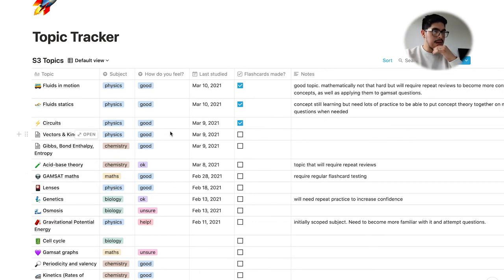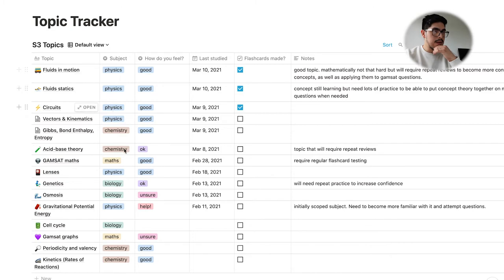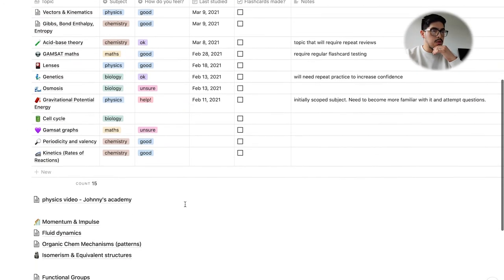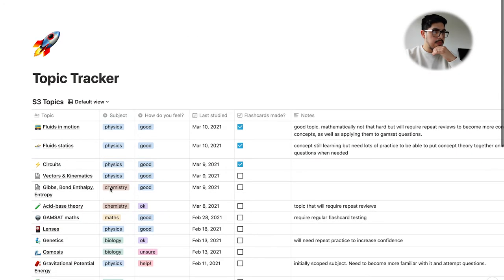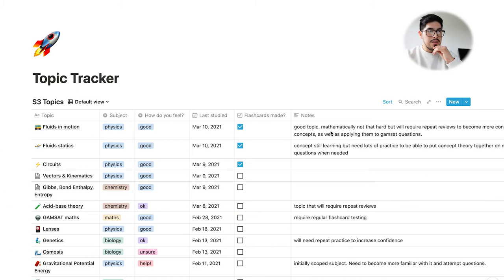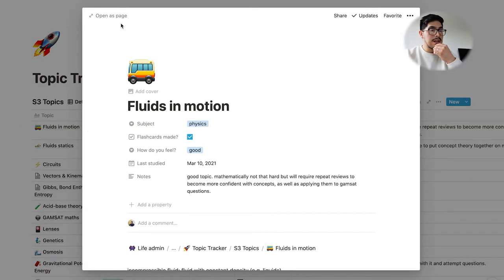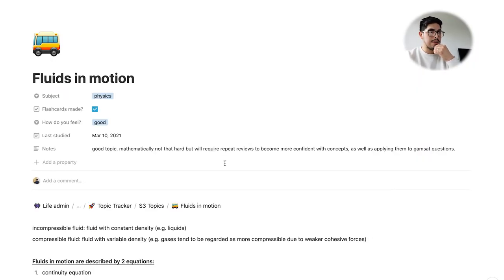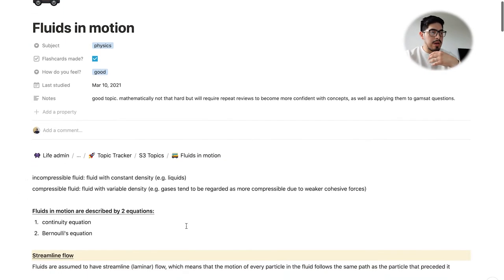what we'll notice is that I've got a lot of stuff here, basically physics, chemistry, some of the core stuff. But if we go, for example, into fluids in motion, some of the comments I left was that it's a good topic, mathematically it's not that hard, but it's just something that's going to require a lot of reviewing to be more confident with the concepts and applying them to GAMSAT questions. And I was really confident in doing that this time around, because I just consistently chipped away at it.